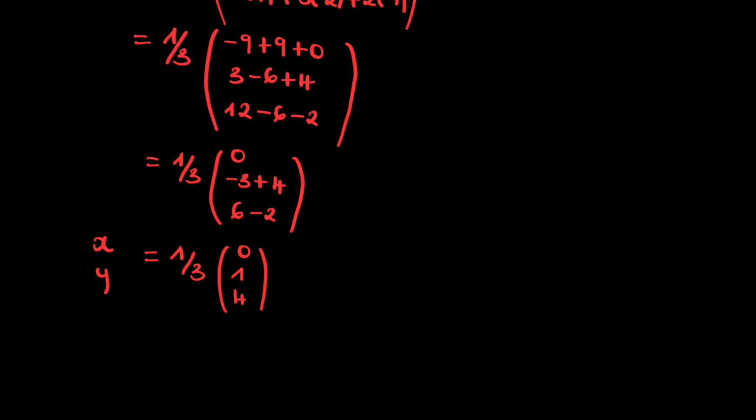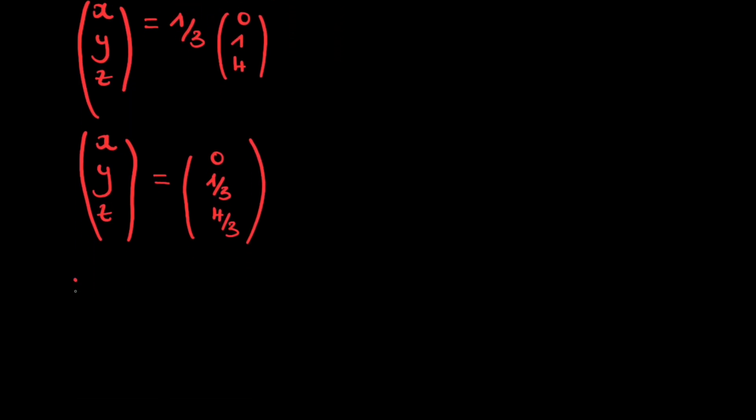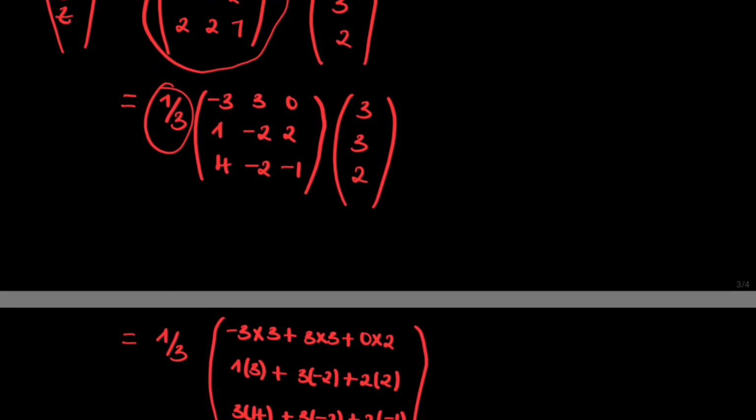So remember, we are looking for x, y, and z. So we include our 1/3. Now we multiply everything by the 1/3. So we have 0, 1/3, and 4 on 3. So therefore, our x is 0, our y is 1/3, and our z is 4 on 3. And that is all for the question.